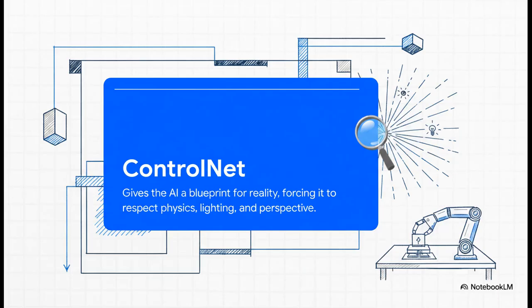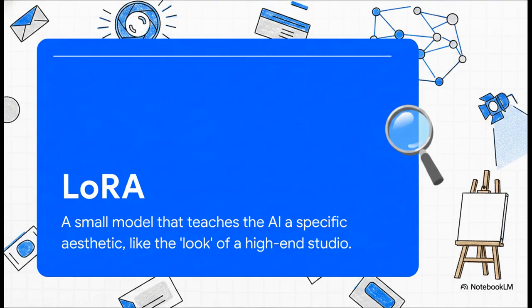Okay, step 2, we add some structure. Without this, the AI might just stick your product in some bizarre floating position. So we use a tool called ControlNet. It's kind of like giving the AI a blueprint of the real world. It forces the AI to respect things like physics and lighting and perspective, so your product looks like it actually belongs in the scene. And then we add the style.